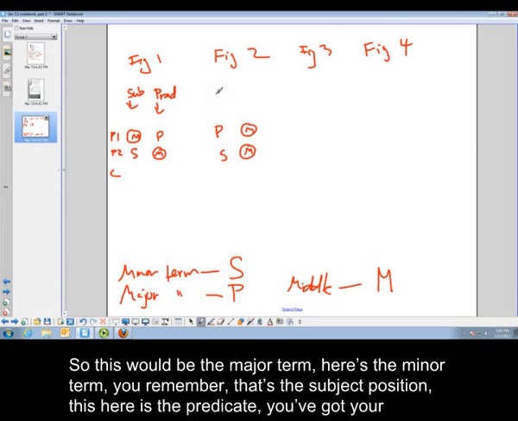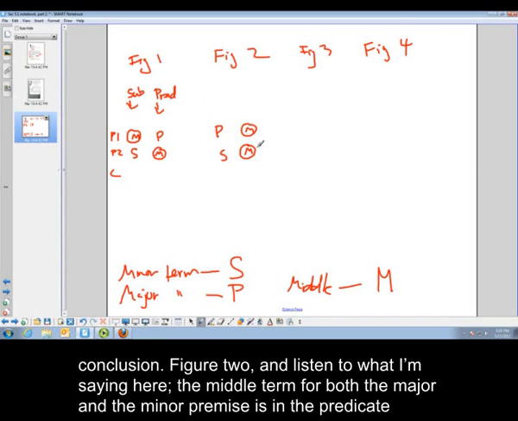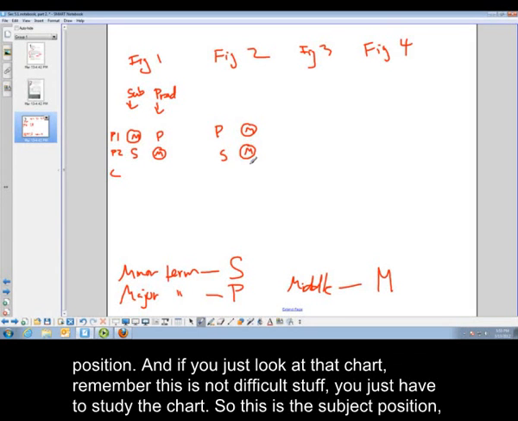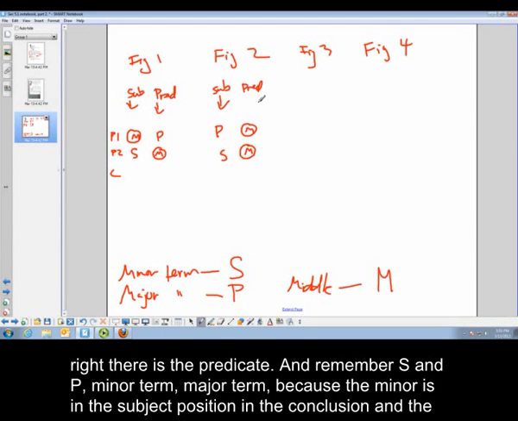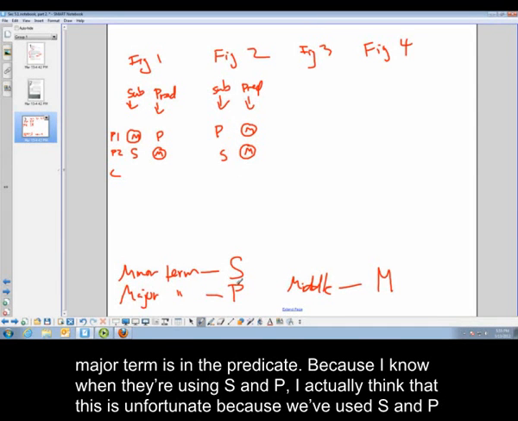You remember that's the subject position. This here is the predicate. You've got your conclusion. Figure 2, and listen to what I'm saying here, the middle term for both the major and the minor premise is in the predicate position. And if you just look at that chart, remember this is not difficult stuff, you just have to study the chart. So this is the subject position. Right there is the predicate. Okay? And remember S and P, minor term, major term, because the minor is in the subject position in the conclusion and the major term is in the predicate.